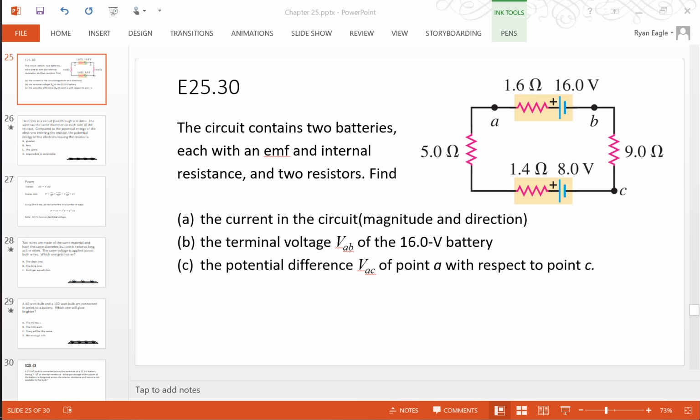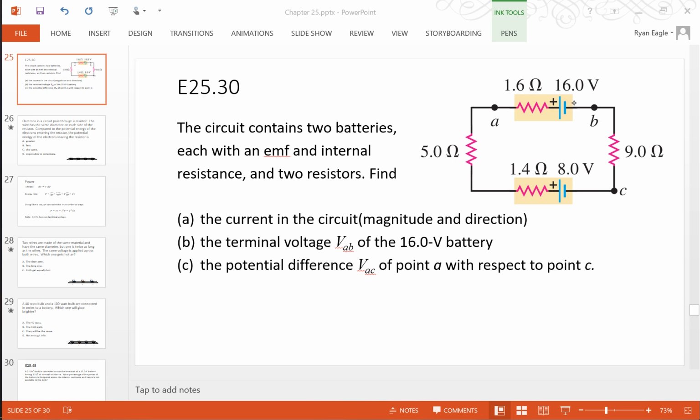The 16-volt battery is going to want to push current counterclockwise, and the 8-volt battery is going to want to push current clockwise. But since the 16-volt one is larger, we can assume that it's going to go counterclockwise. We do the calculation. If we get a positive value, we were right. If we get a negative value, we chose the wrong direction, but we'll still have the right magnitude.